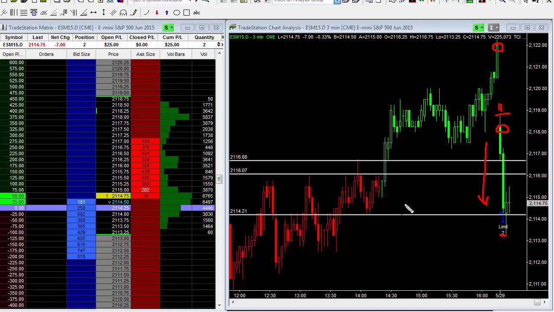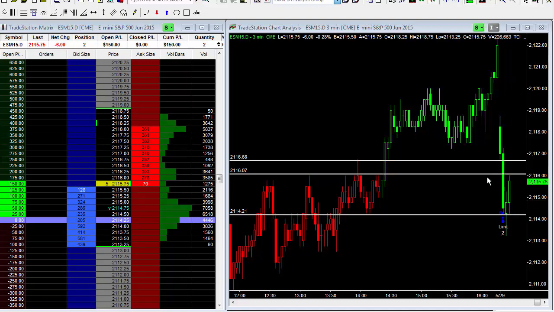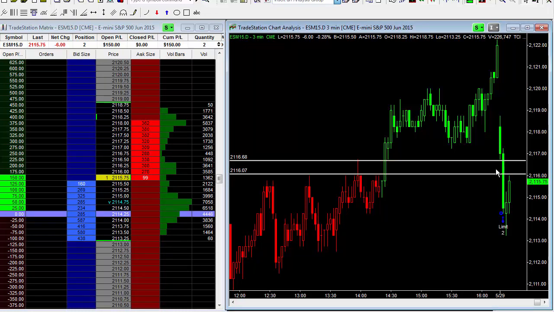I believe that we've dropped into some support in here, so I'm anticipating some type of bounce to the upside. And I've got these two white horizontal lines here, drawn to look to take some profits and possibly go short right in here, looking for the market to come back down and retest the lows of the day.